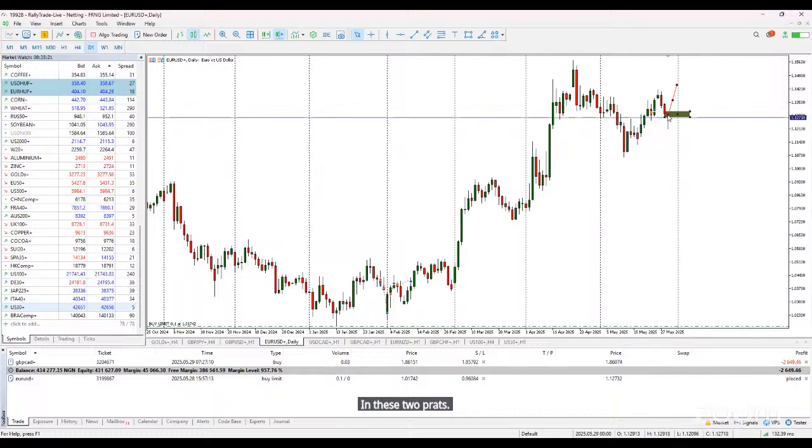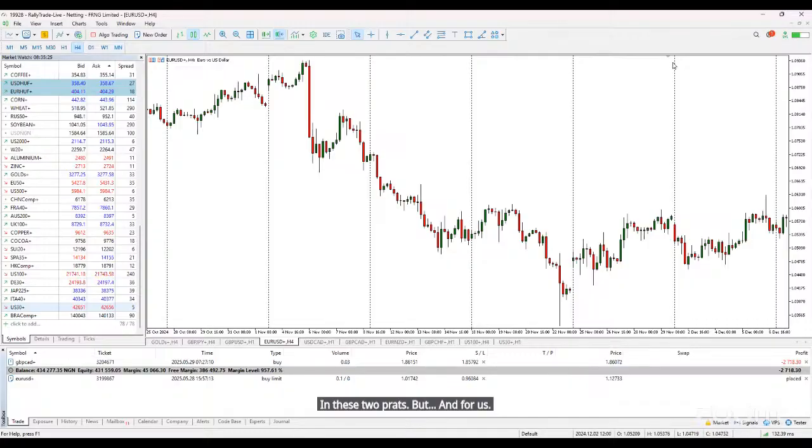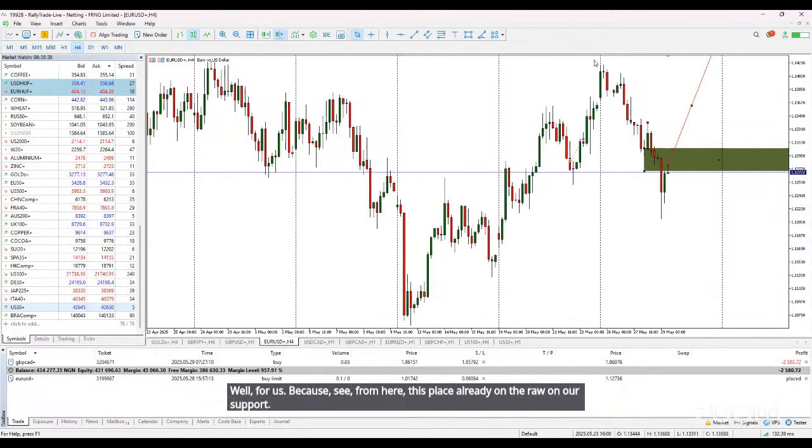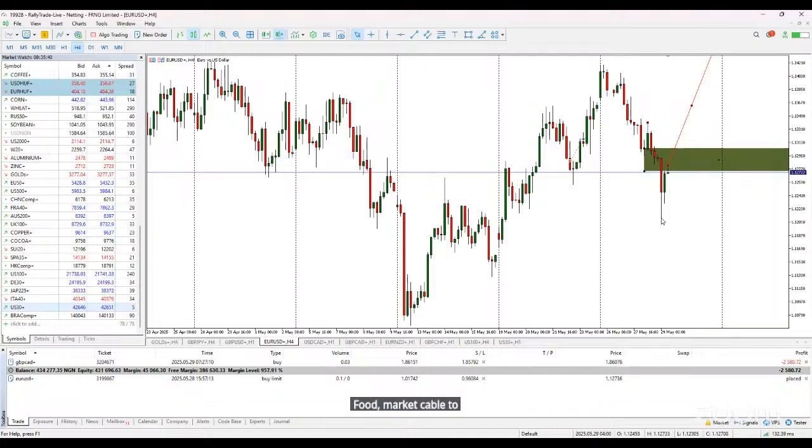But on 4 hours, you can see from here, this place is already on another what? On another support. So the market came back to this place, and this region might be our stop loss.